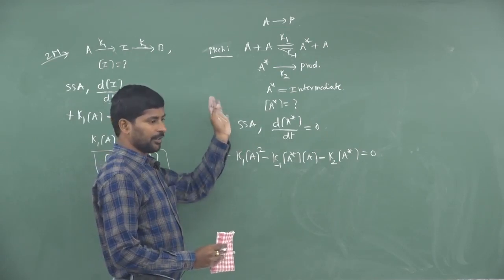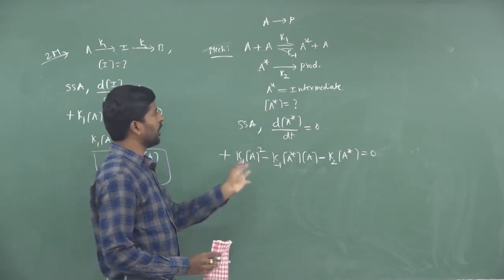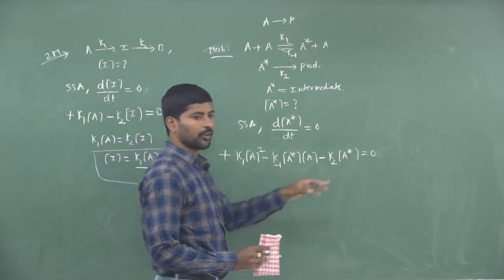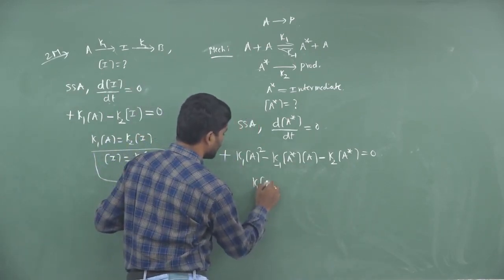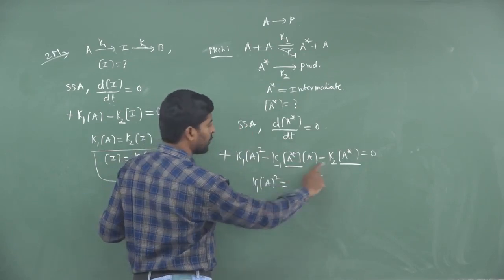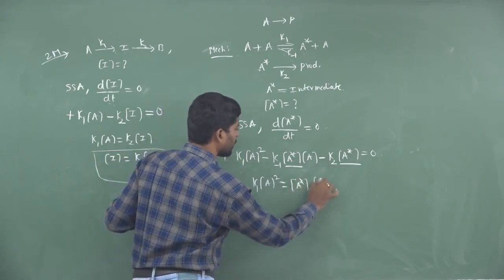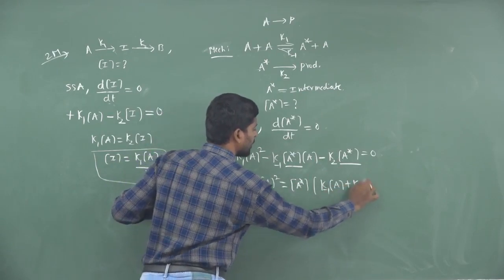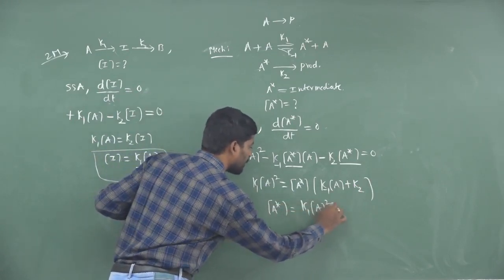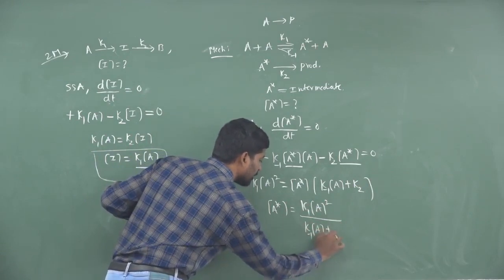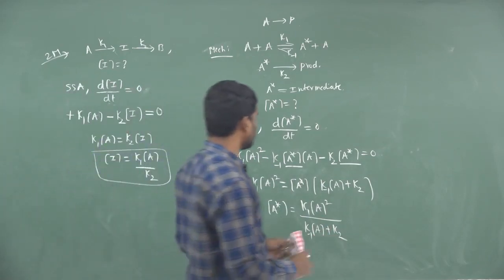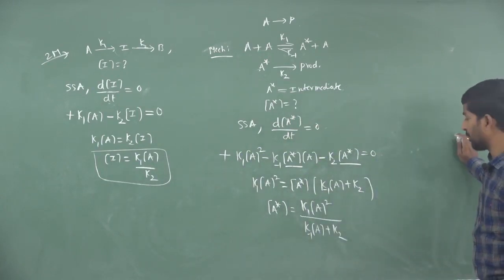Once a question is given in JEE, if some mechanism is given, like the H2Br2 reaction mechanism, how do you get the Br intermediate concentration? Similarly we have to follow. Now here K1 into A square is equal to, if you bring these to the right side and take A star common, both become positive, and the remaining terms are K minus 1 into A plus K2. Finally, the expression for A star is K1 into A square by K minus 1 into A plus K2. This is the expression for A star.